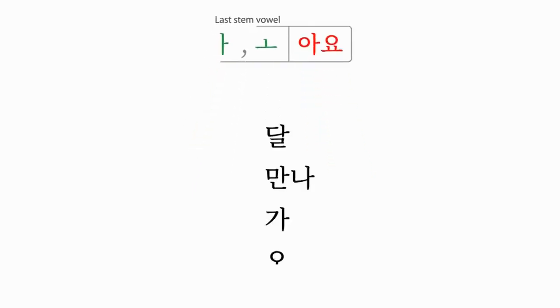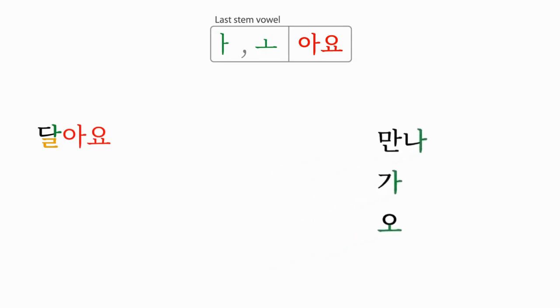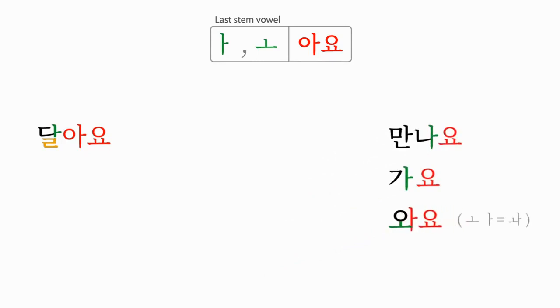The following stems end with 아 or 오 vowel, so we know that we need to use 아요. Next, we check if the stem ends with a consonant or a vowel. If the stem ends with a consonant, we simply add 아요. 달아요. But if the stem ends with a vowel, we either add only 요 or we combine the two vowels. 만나요. 가요. 와요.